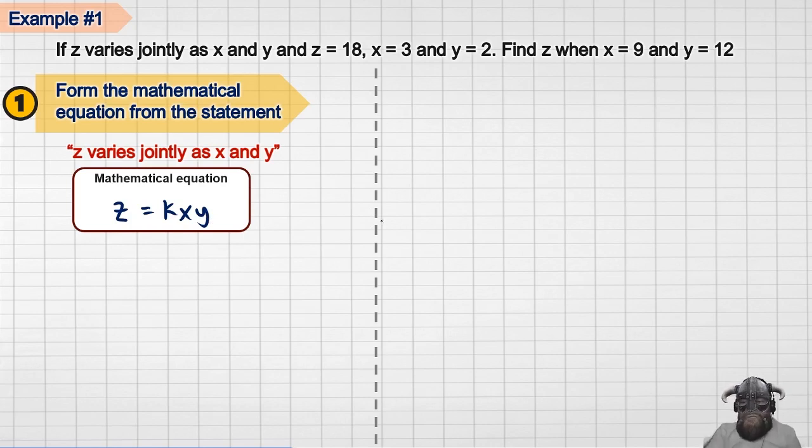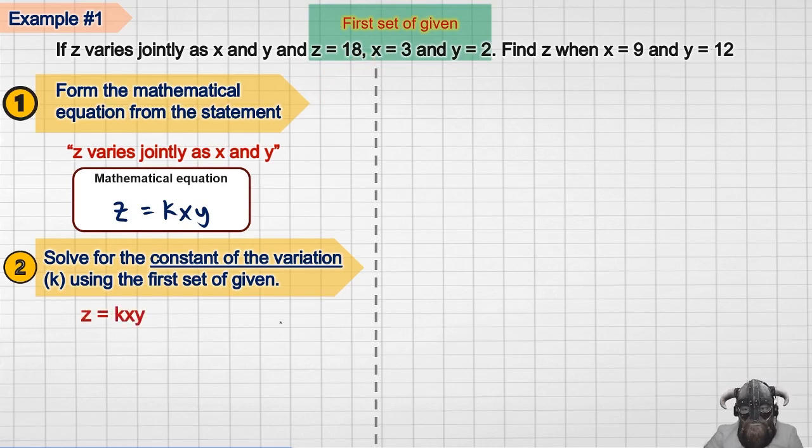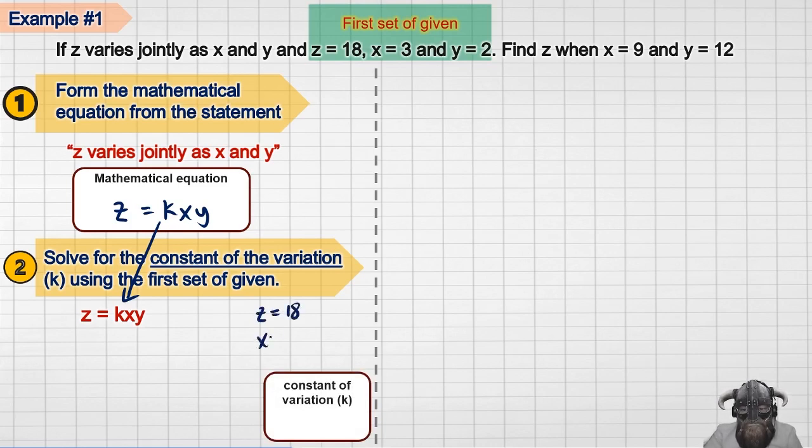So we proceed to step number 2, wherein we try to solve for the value of the constant of variation using the first set of given. So ito yung first set of given natin. z is equal to 18, sulat lang natin. So gagamit din tayo nito, yung z is equal to kxy, yung ating mathematical equation. So let's just copy first the given. z is equal to 18, x is equal to 3, and then y is equal to positive 2.